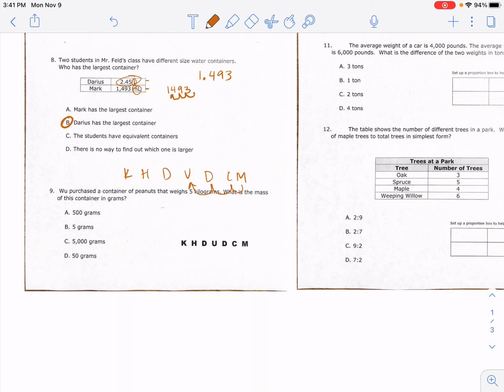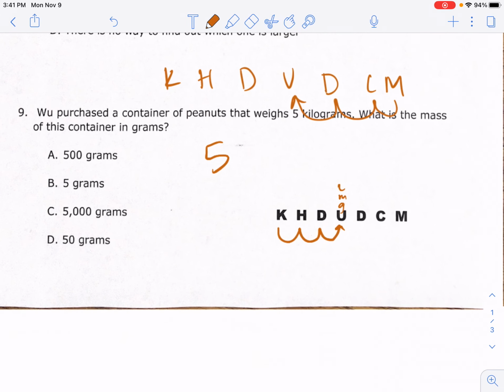Wu purchased a container of peanuts that weighed 5 kilograms. What is the mass of the container in grams? So we're taking 5 kilograms and we're trying to turn it into grams. So going from kilograms to grams, I'm going 1, 2, 3, because remember, the units are liters, meters, and grams. I don't know why I'm zoomed out so far.